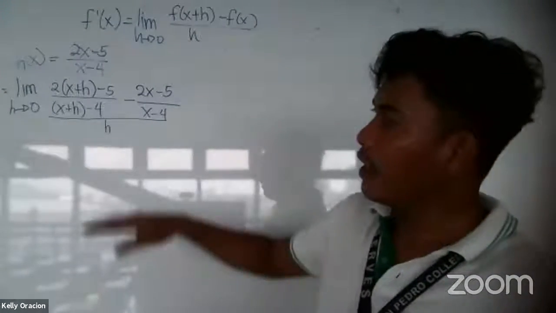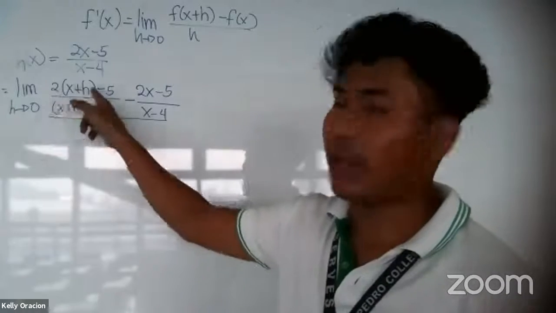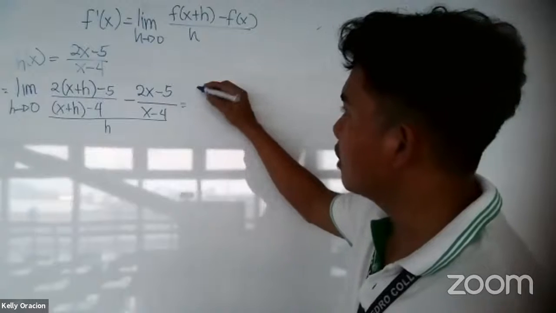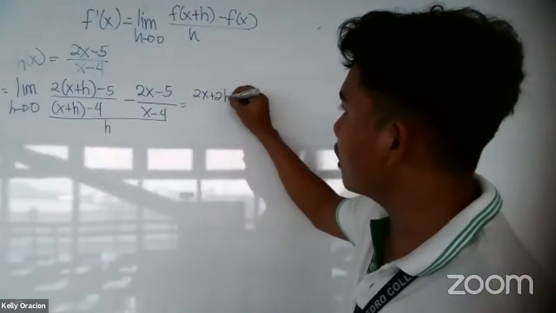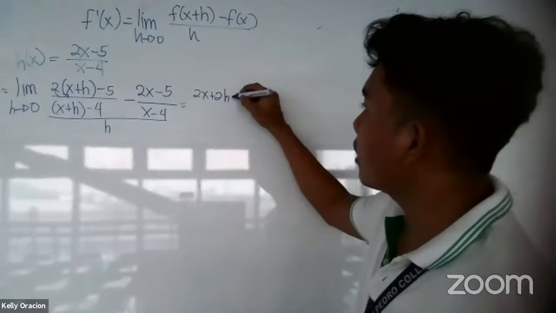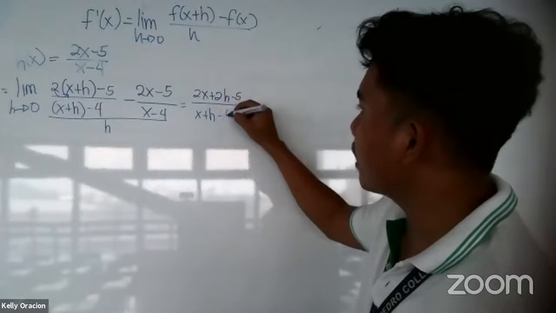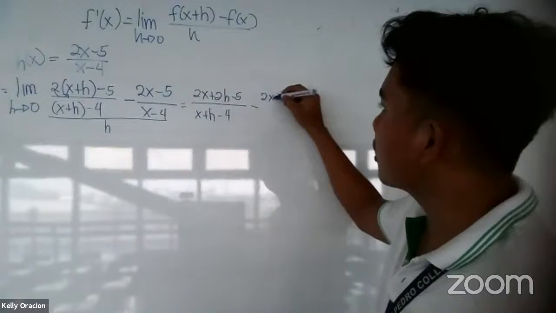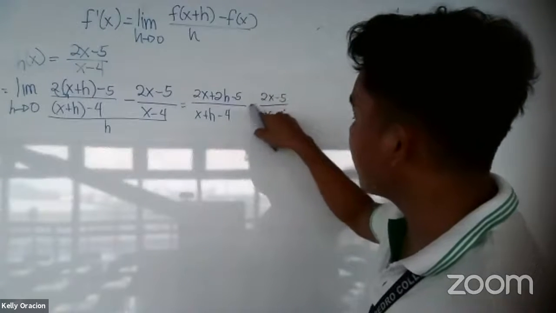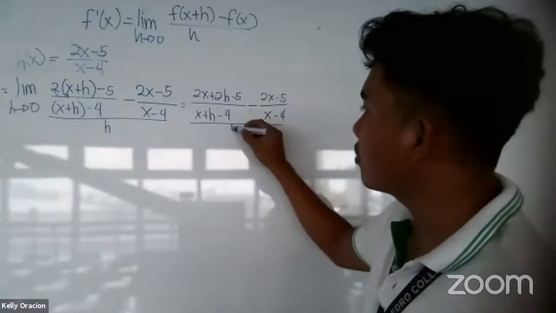Okay, so after this one, you are going to distribute muna this one. I-distribute sa ni. So you will have this 2x plus 2h minus 5 over x plus h minus 4 minus 2x minus 5 over x minus 4. Ang kaibahan lang dito is ako lang siyang distribute sa ni, over h.